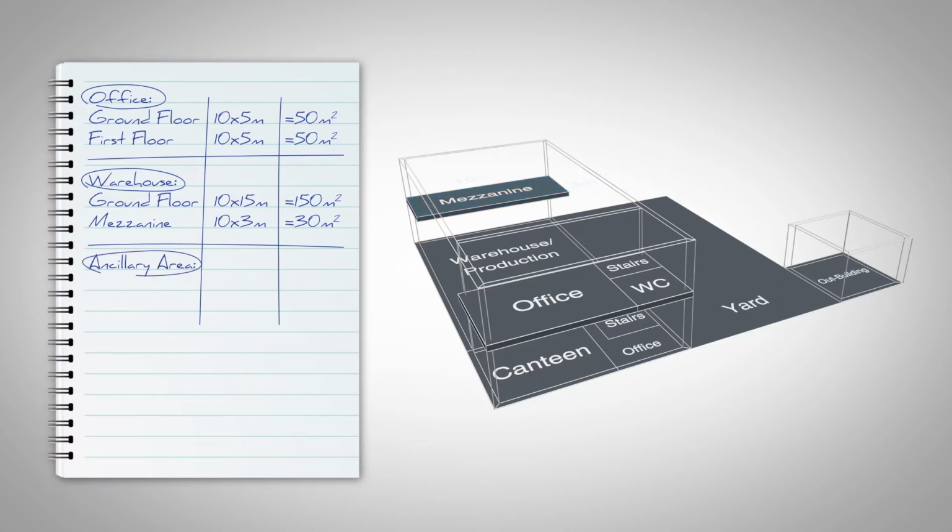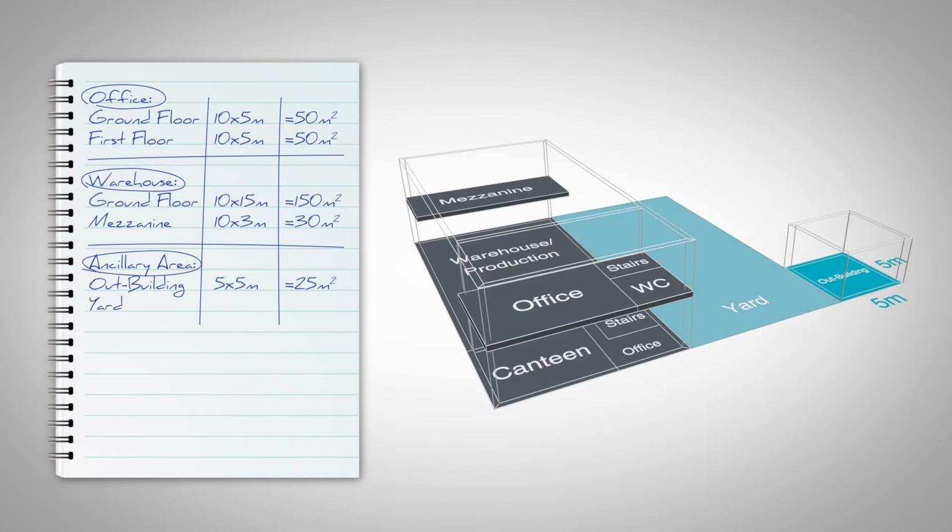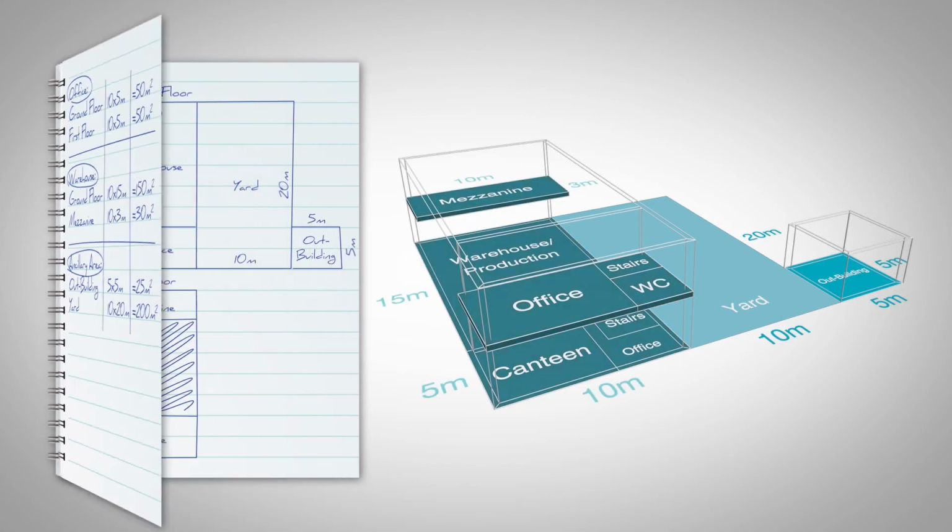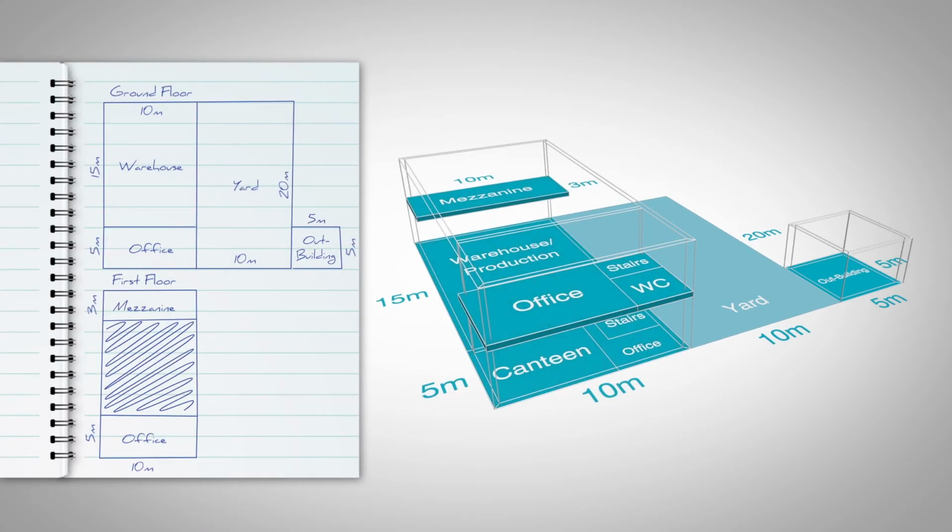Ancillary to the main building is an outbuilding of 5 metres by 5 metres and a yard measuring 10 metres by 20 metres. As you measure your property, you should do a simple sketch plan and record the dimensions taken.